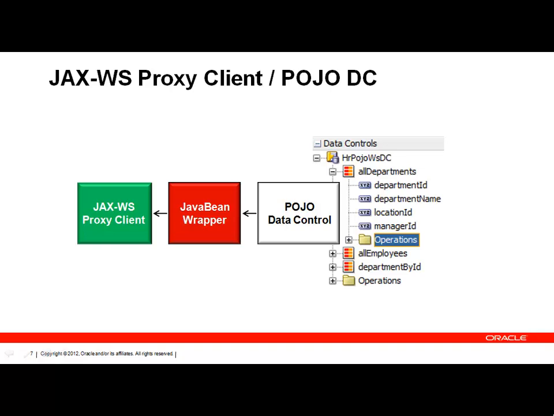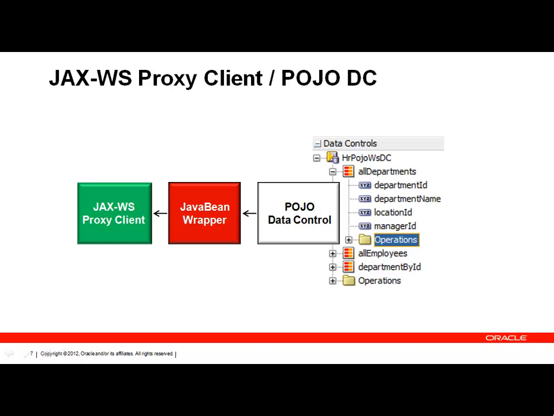If we look at the POJO data control, then we see that the POJO data control is generated from the Java Bean wrapper. And you do this in the Application Navigator in Oracle JDeveloper by selecting the Java Bean wrapper with the right mouse button and then choosing Create Data Control.